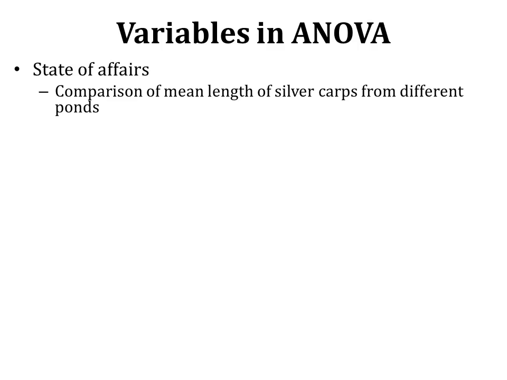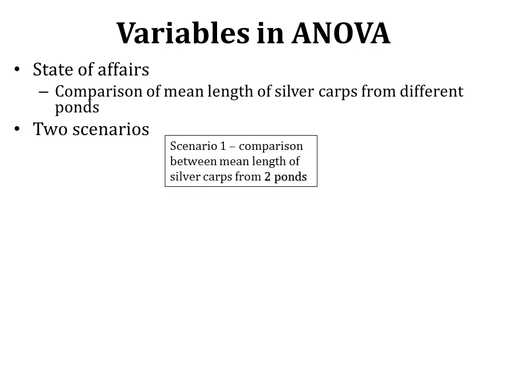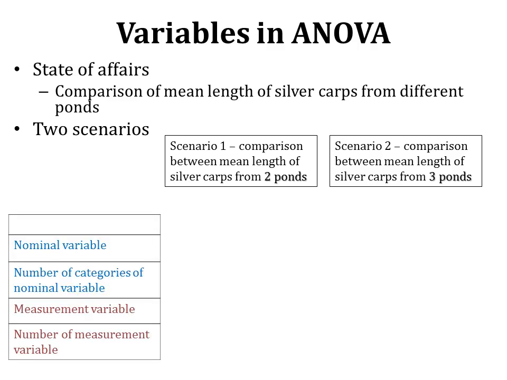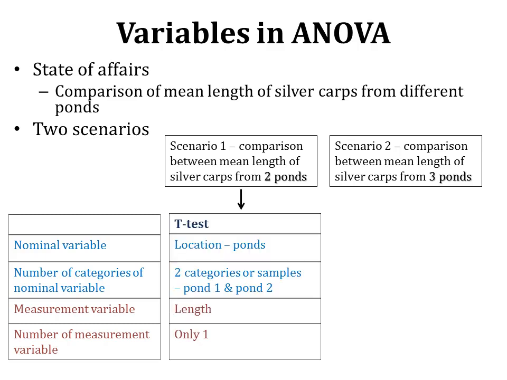Now let's understand the difference between these two variables, and the difference between ANOVA and the t-test, through some examples. The state of affairs is the comparison of mean length of silver carps from different ponds, right? Now we are discussing two scenarios. The first scenario is comparison between mean length of silver carps from two ponds, and scenario number 2 is the comparison between mean length of silver carps from 3 ponds. We are going to define the variables in these two scenarios.